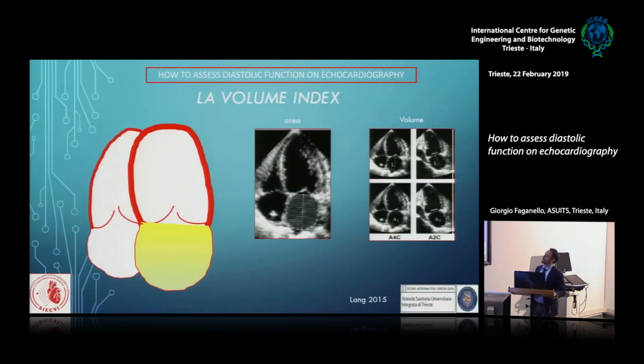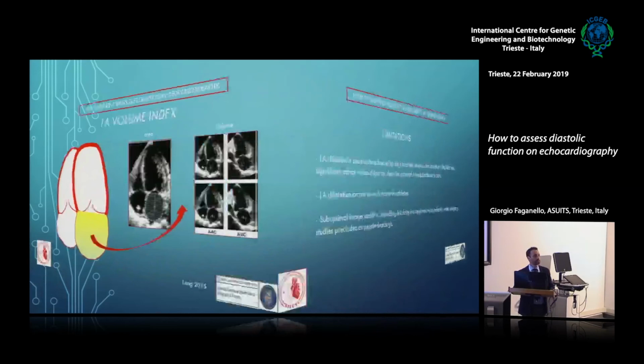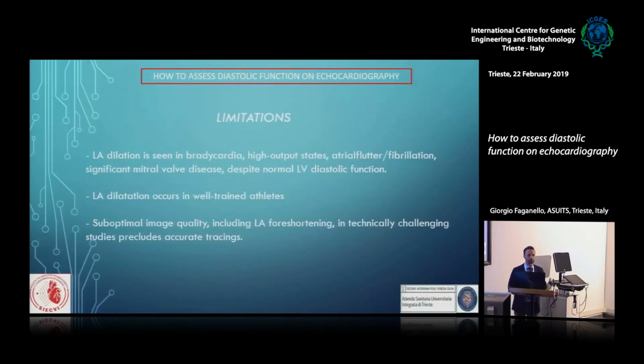LA volume index. This is the area of the LA, or the left atrium. You can get it by tracing the area or as a volume, like the Simpson for the ejection fraction. You do your volume in systole and diastole on the 4-chamber and 2-chamber views. Again, the left atrium is related to diastolic dysfunction. LA dilatation, of course, is related to diastolic dysfunction.